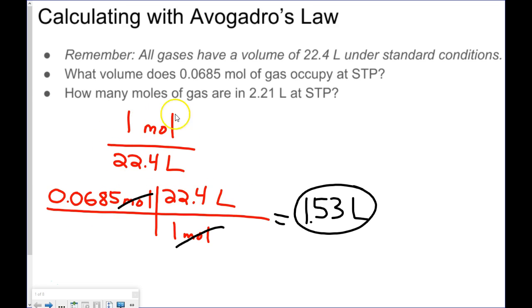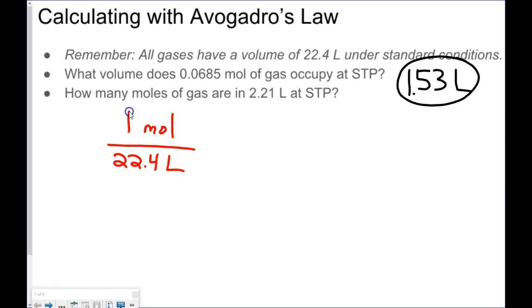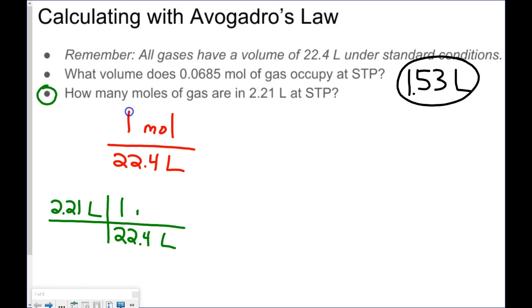So that's simple analysis right there, depending upon what I need to cancel out. So I'll put that up there, and I'll try another one here. How many moles of gas are in 2.21 liters at standard temperature and pressure? So I'm going to use the same idea here. In this case, though, I'm going to reverse it.